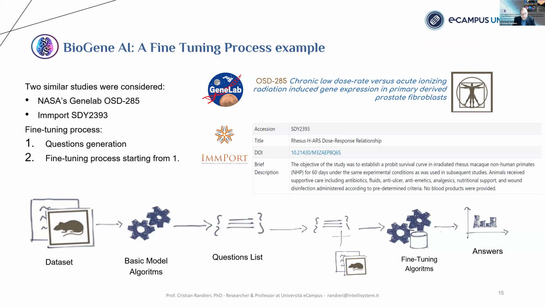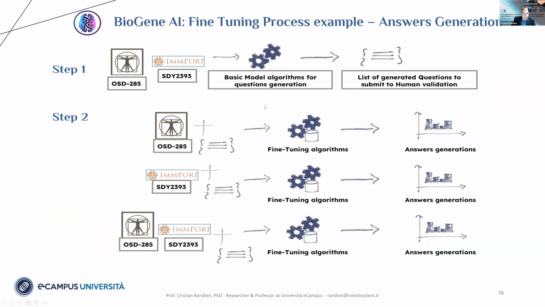Secondly, this question list associated to the topics, by the way, the combination of the text of both, was submitted for a fine-tuning process, and then we got the answers. So essentially, the answer generation is composed of step 2. In step 2, we submitted these questions to 3 kinds of fine-tuning algorithms submitted to each experiment, first separately, the OSD of GeneLab and then the ImmPort one, and lastly, by the combination of both.